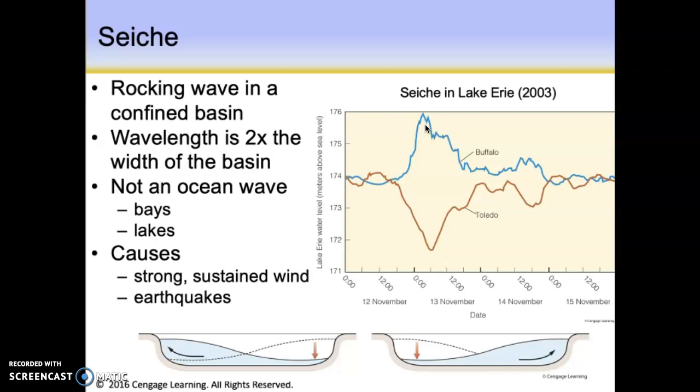An earthquake rocking the ground can create a seiche as well. The trick with the seiche is you've got to get that rocking motion, and the wavelength has to be 2 times the width of the basin.